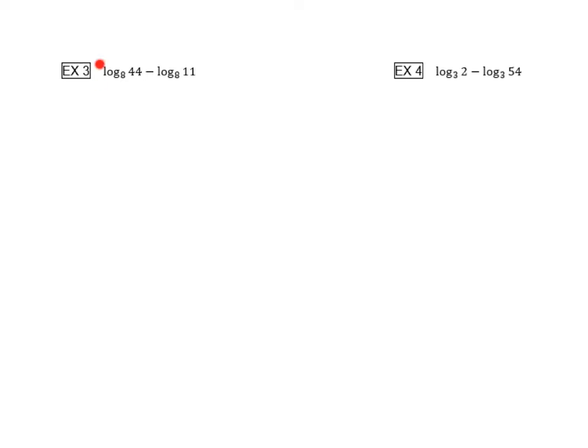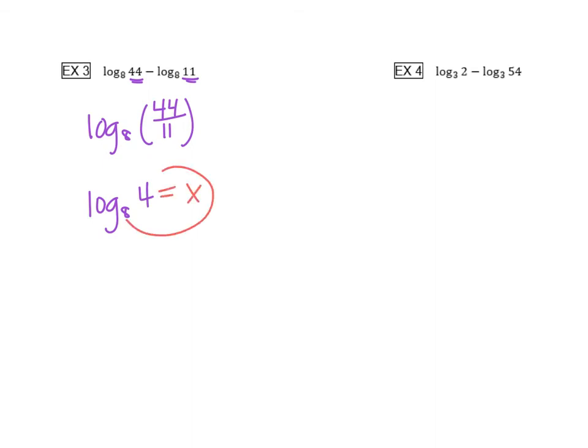We see there's nothing in front of our logarithms, which means there are no exponents, but there is subtraction. So we know that the 44 gets divided by the 11. So log base 8 of 44 over 11. 44 does divide by 11. It gives us 4. Now we have that simplified, so we go ahead and set it equal to x and rewrite it in exponent form. 8 to the x power is equal to 4.